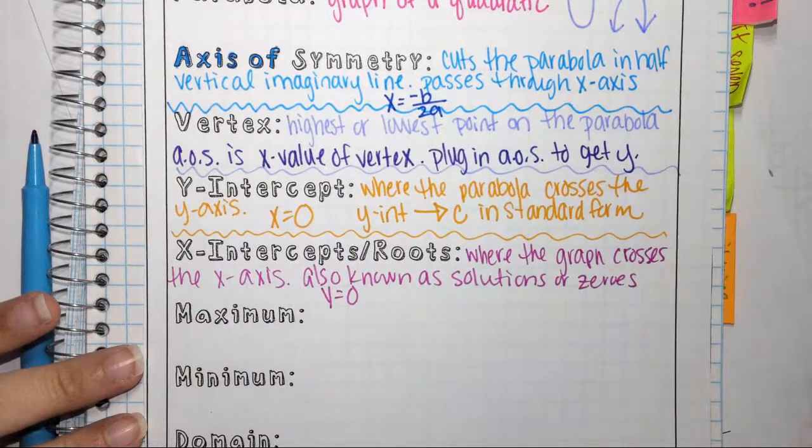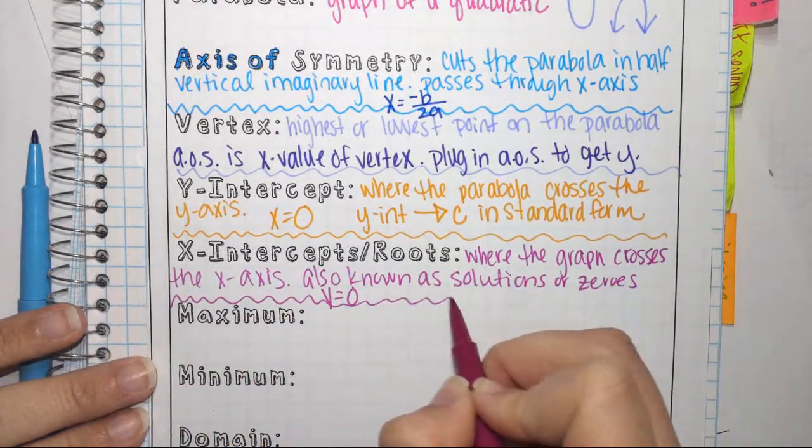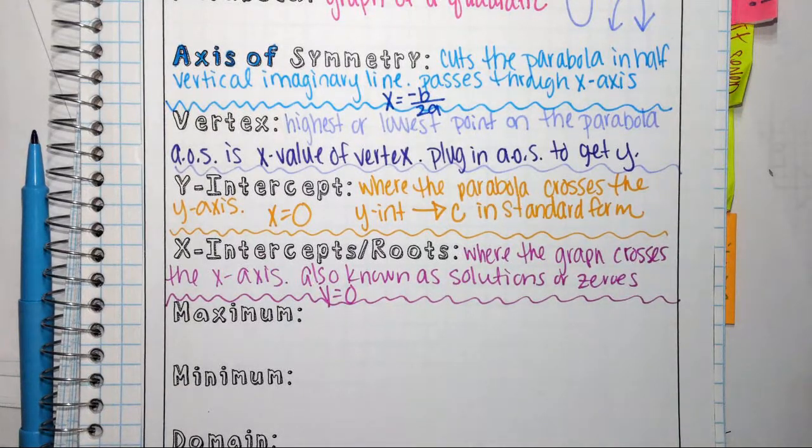All right, the next word says maximum. What is a maximum? When the vertex is at the highest point. Good, take a point.